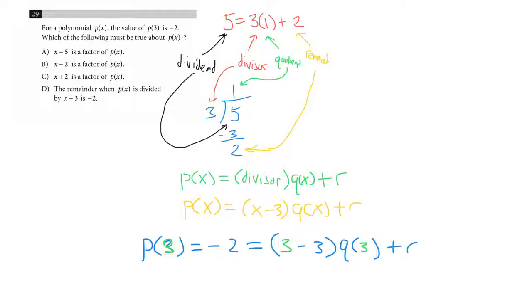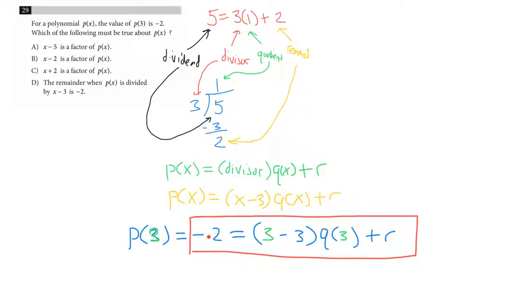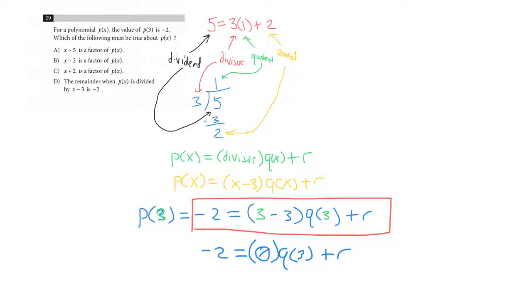I'm mostly interested in this part of the equation that says that negative 2 equals 3 minus 3 times q of 3 plus r. And let's walk through it. 3 minus 3 is just 0, so that's going to be 0 times q of 3 plus r. And some of you could already see where this is going.